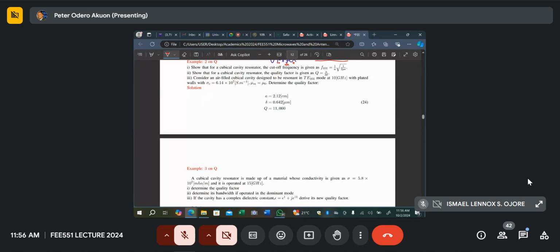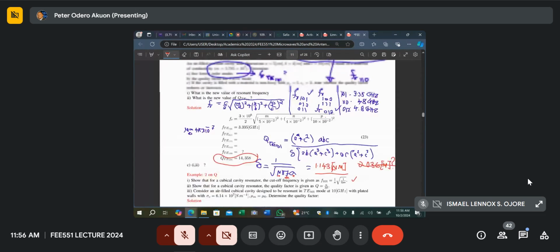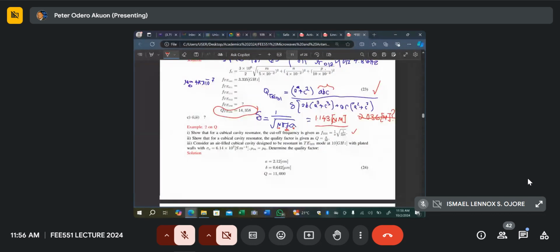Over root 2A. This you can show from that equation that we have given, because this is now a cubical. Cubical just means A is equal to B is equal to C. So you can reduce this formula and show that for a cubical cavity resonator, the quality factor is given, very simple, just A, because the sides are equal, A is equal to B is equal to C. So just A over 3 times delta, which is the skin depth. Again, in that case, it's easy to show.